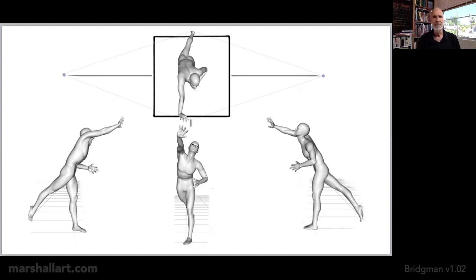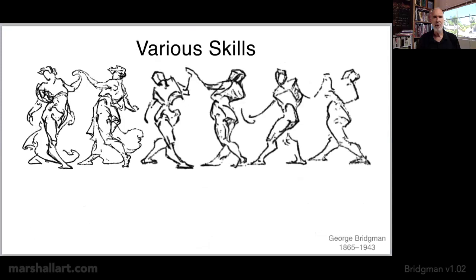Okay, let us move to a review of various skills. Let's see what we have studied. We have studied quantifiable skills, like how to precisely place blocks and positions.